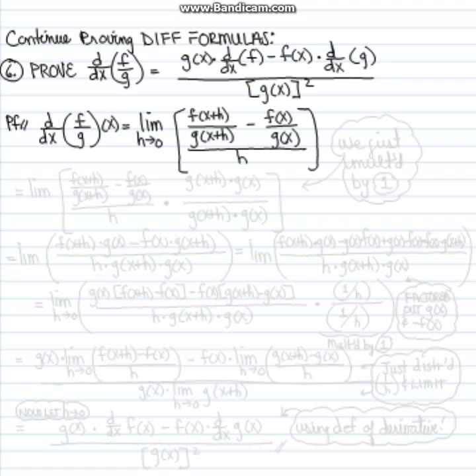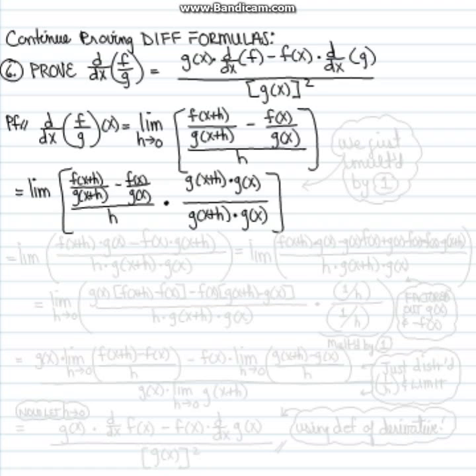Okay, next we're going to do something kind of tricky. We're going to repeat everything you see above, the limit of f of x plus h over g of x plus h minus f of x over g of x, all over h, then multiply by a strange form of 1: g of x plus h times g of x over itself. That's 1. Anything over itself is 1. So that's a legitimate move. So I'll just make a note. We just multiplied by 1 here.